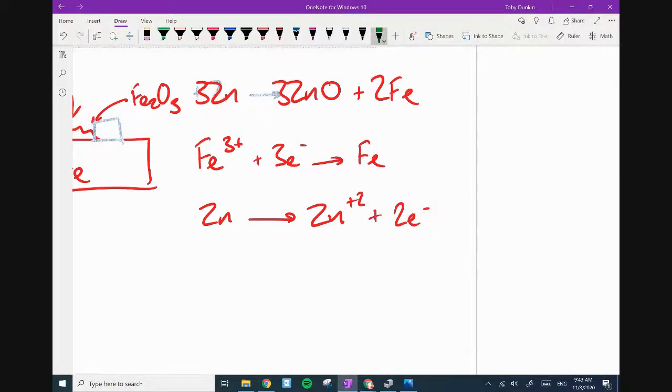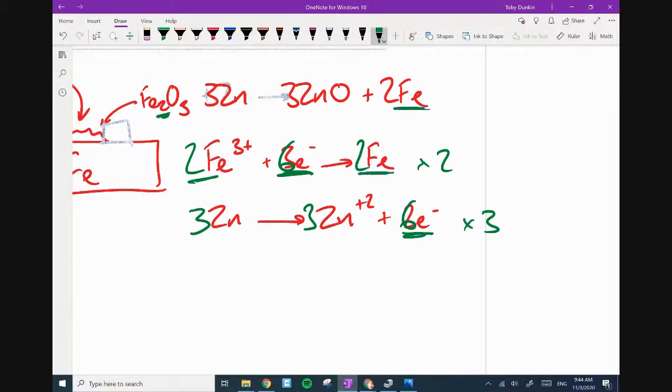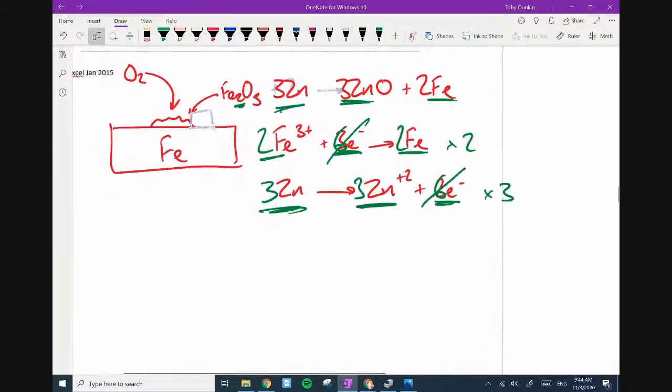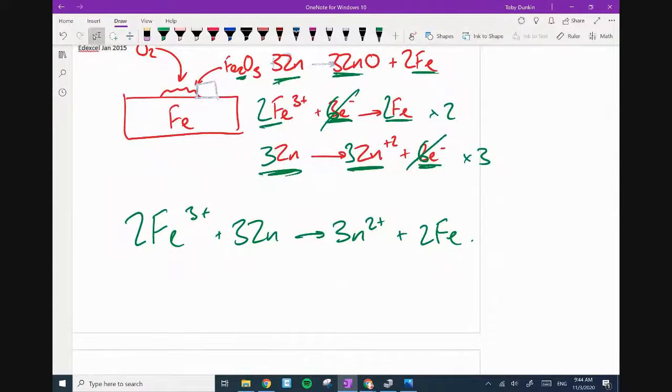The electrons need to cancel. The common denominator is 6. So times that one by 2, giving 6, and times this one by 3, giving 6. And notice, they actually go together in the equation. There's 2 irons over here, 3 zincs here, 3 zincs here. It's quite cool. Then the electrons cancel out and the equations go together. The final equation would be 2 Fe3+ reacting with 3 zincs to produce 3 Zn2+ plus 2 Fe's. There's the combined redox equation. It's quite nice.